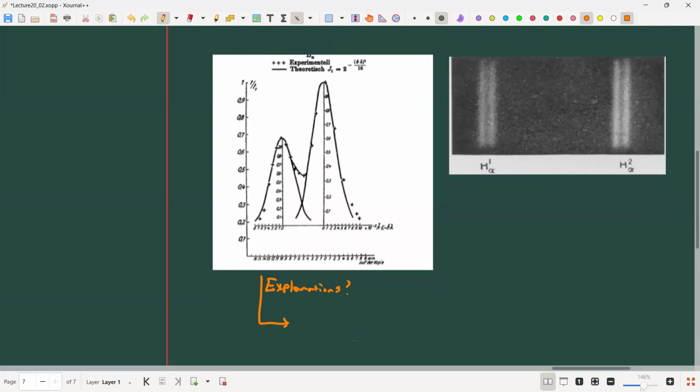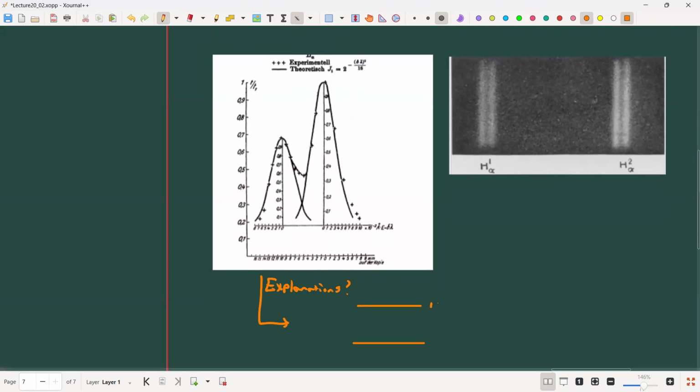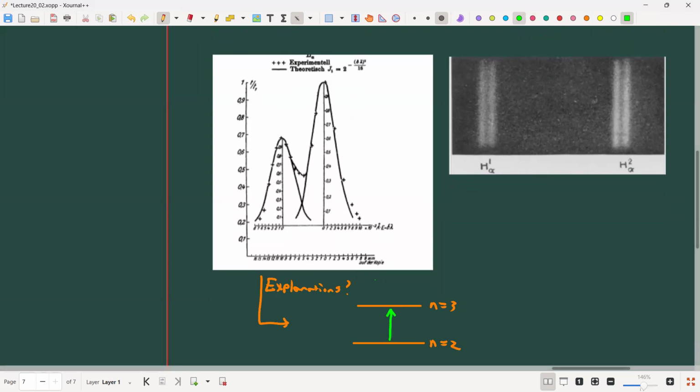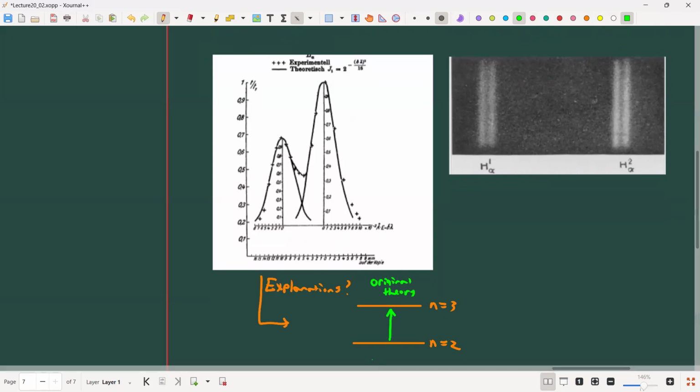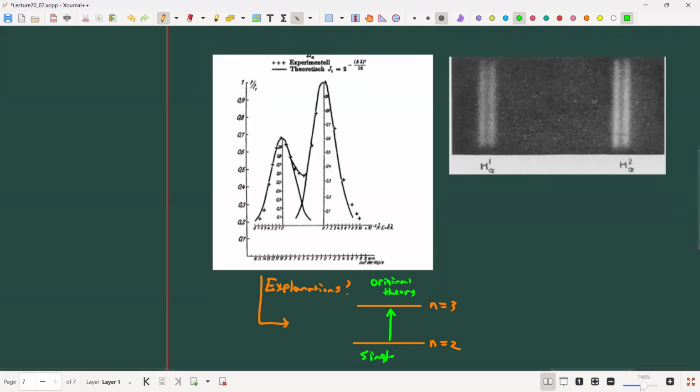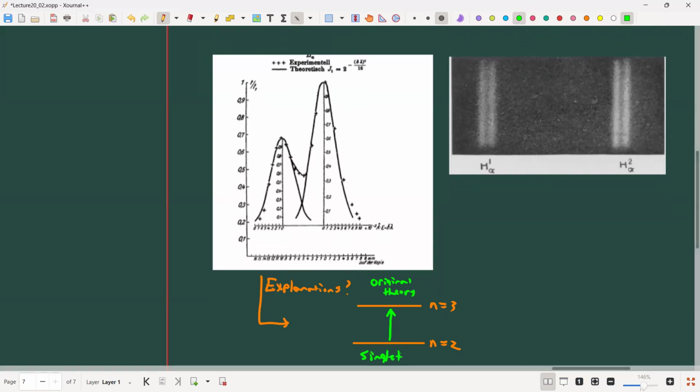Explanations. Well, one is, what we thought was this, is that there's just one level for each one. Right? This is what we originally thought. This is the original theory. Right? And this is no good, right? Because this predicts a singlet. So that means that one or two of the levels have to get doubled. There has to be a split. An additional, at least one additional state somewhere.